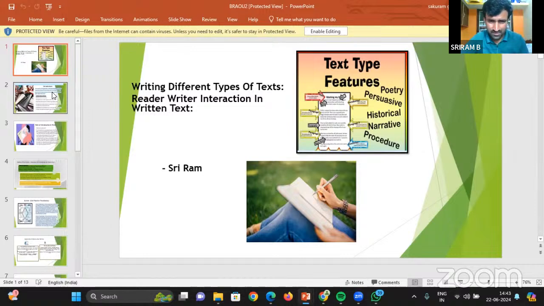So we have much more to learn about these different texts. I'm talking especially about the context of text creation and reception.